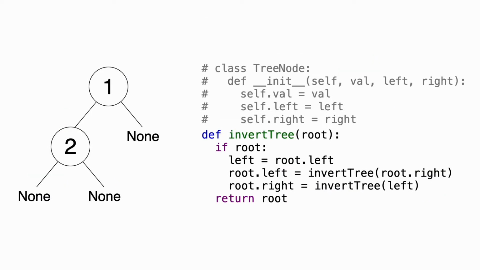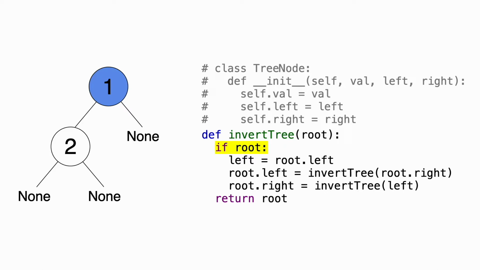Let's say that this is the tree that we are given. The root would then be this top node in blue. We'll then begin to recursively invert the tree, but only if the root is not none. In other words, the base case is when the root is none. Right now, the root is a node with a value of 1, so let's enter this if block and begin inverting.